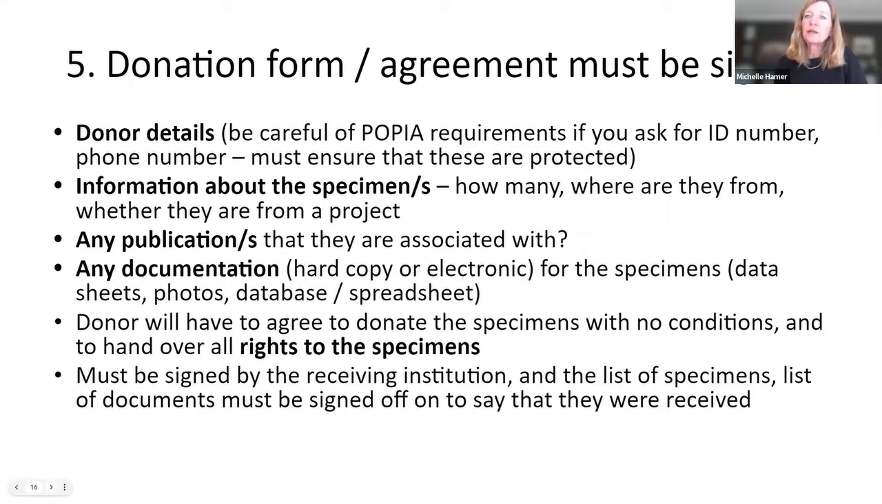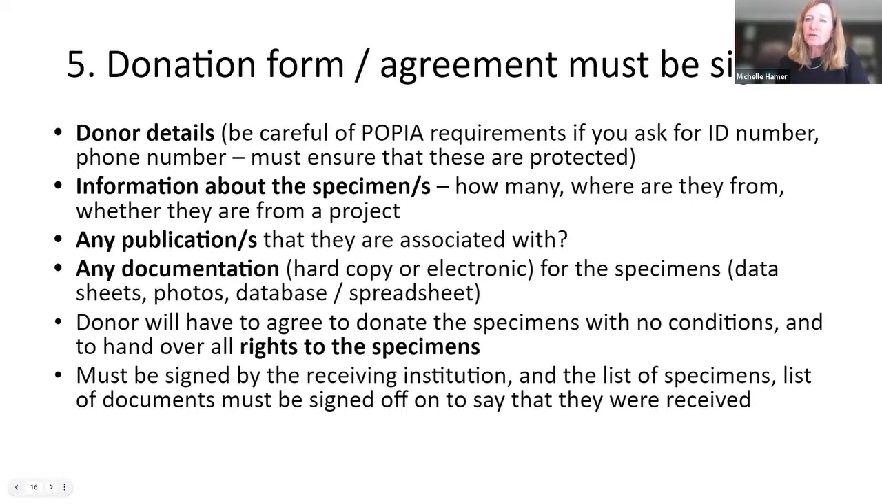And then the donor form should also give information about the specimens, how many and where are they from, and are they from a project? Have there been any publications from that material? Is there any documentation, so hard copy or electronic, for the specimens, things like data sheets, photos, a spreadsheet or database? And then the donor would also have to agree to donate the specimens with no conditions. So they must hand over all rights for whatever happens to those specimens to your institution. It becomes very difficult in future if you've allowed them to say they want certain conditions.